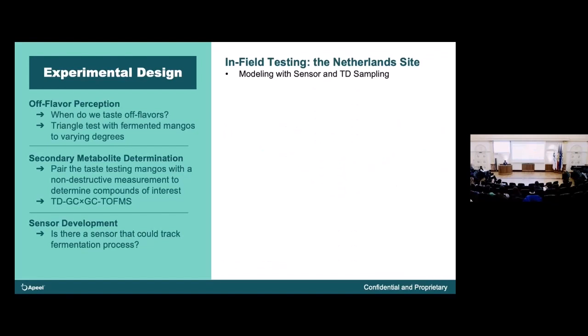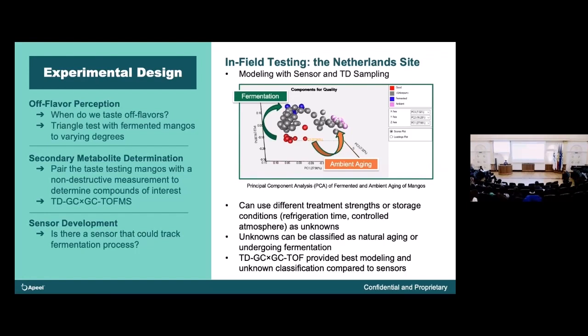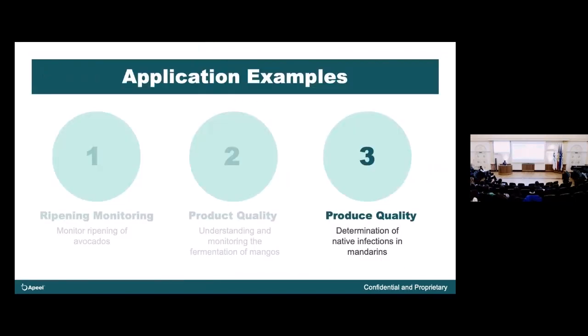What was really neat with using the thermal desorption is that we could start to model this fermentation route as well as the ambient aging, and use these gray dots as our unknowns and really figure out what conditions lead towards fermentation and what goes towards the ambient aging. It's really good for us because it helps us make a more reliable product, so that we have really good tasting mangoes as much as possible.